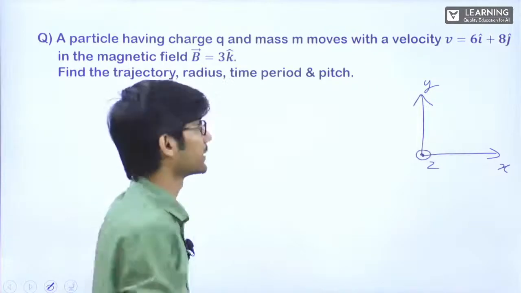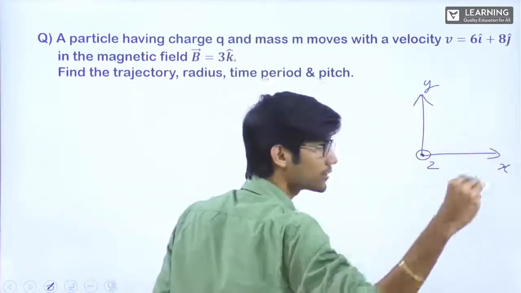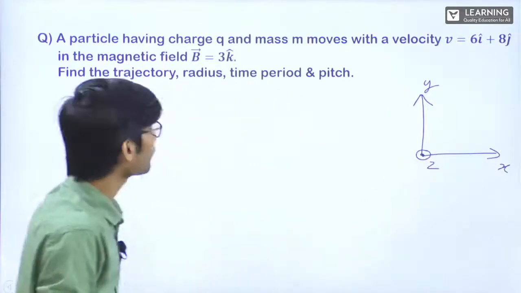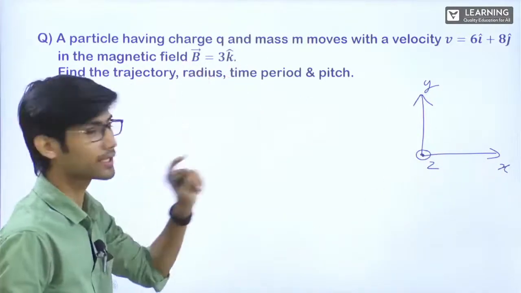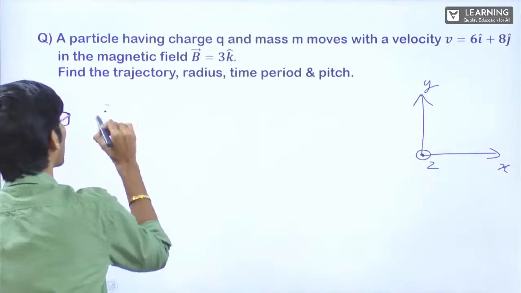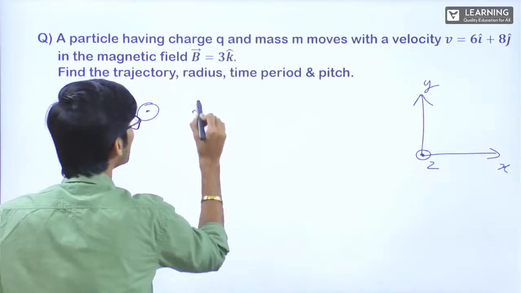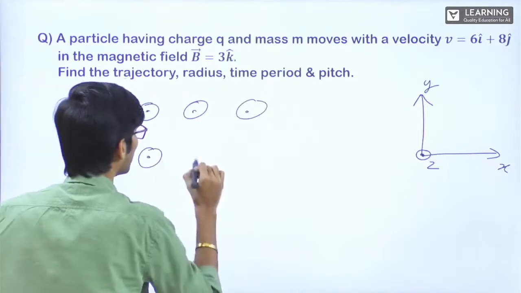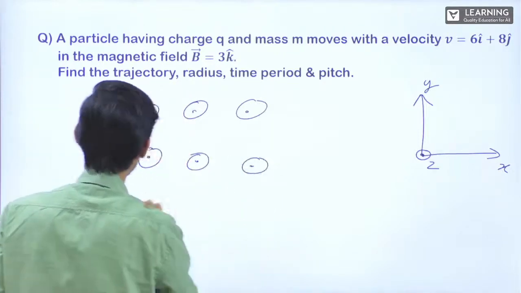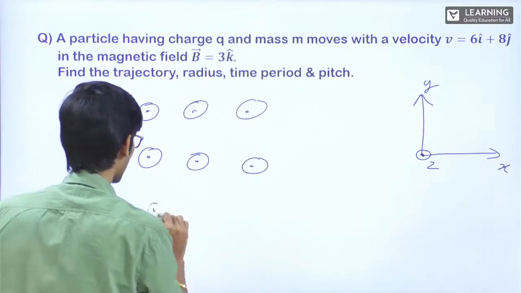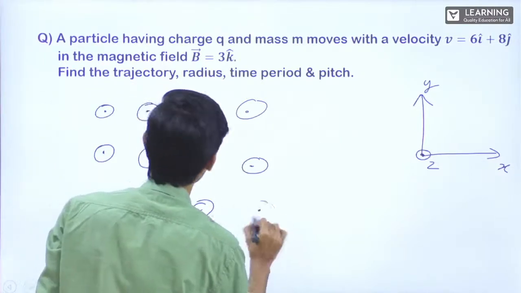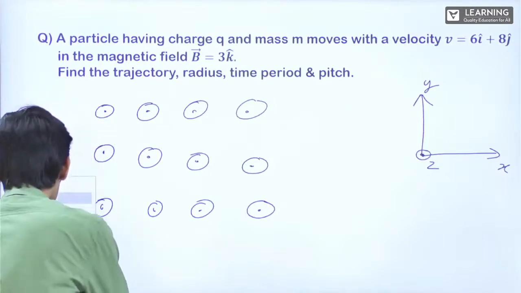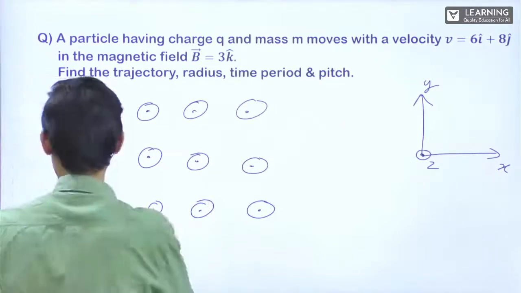Z is basically, this is x, this is y, and z is the one which is coming out, right? I can show z like this. So this magnetic field 3k is in the z direction, coming out of the board. If it was minus z, I would have made a cross sign, into the board.